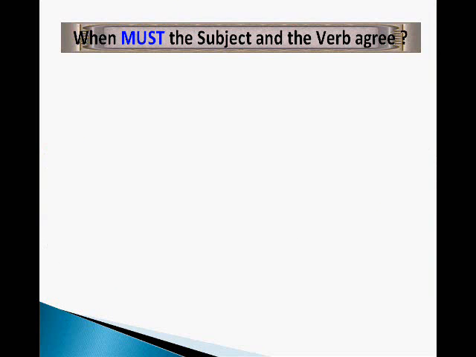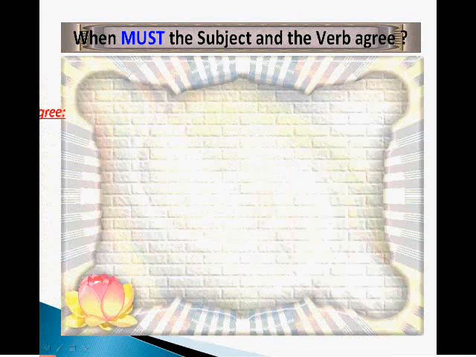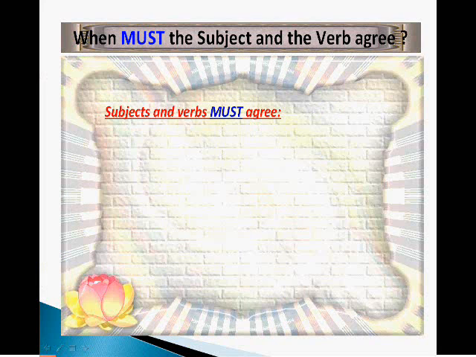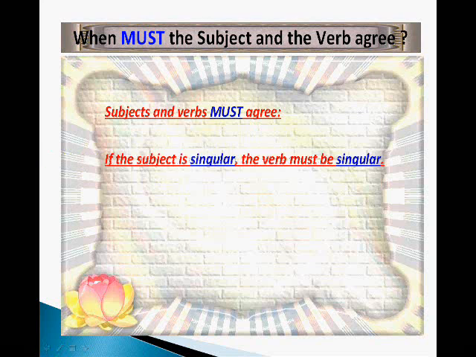Okay, when must the subject and the verb agree? So be careful, we have here the color must. The word must is colored so that you have to know that a subject and a verb must agree. They should agree, okay? Subjects and verbs must agree. If the subject is singular, then the verb must be singular, okay? So if we have the subject in a sentence singular, then the verb should be also singular.